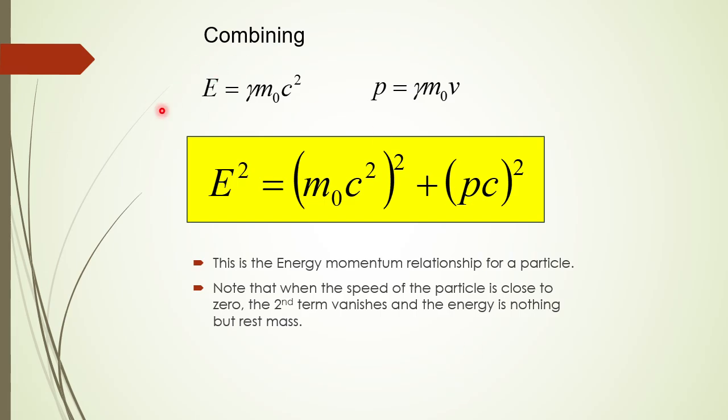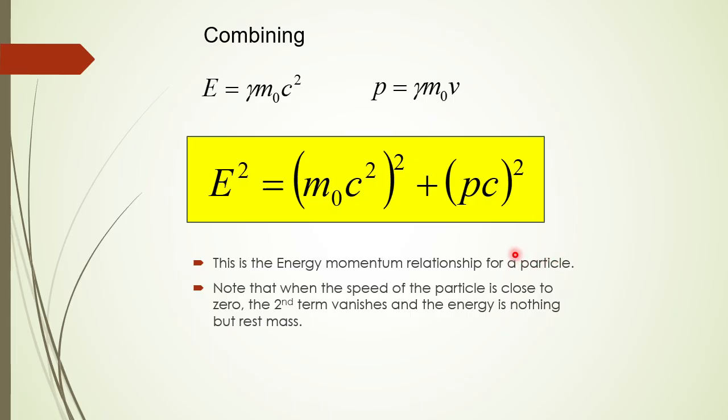Now we can combine the energy equation and the momentum equation to get this special relationship: energy squared equals m0 c squared squared plus p squared c squared. This is very special because now I can apply this equation to particles with no mass. Like a photon, we know it has no mass, so m naught will be 0. If m naught is 0, does the photon have no energy? Obviously not. It has energy in the form of its momentum, p squared c squared.